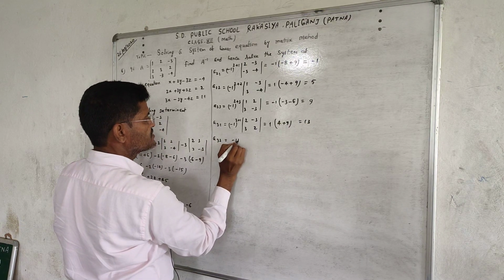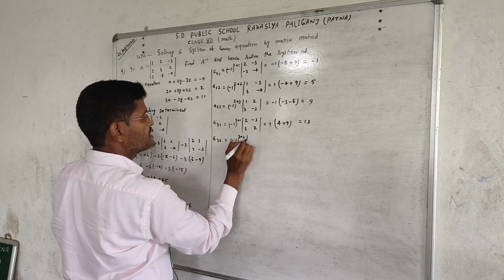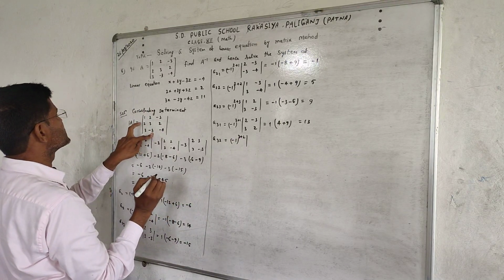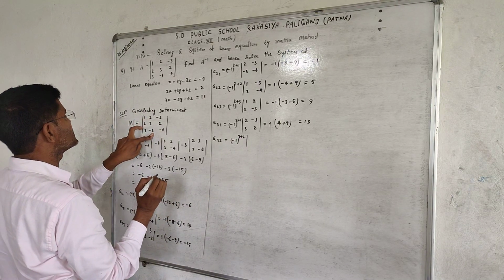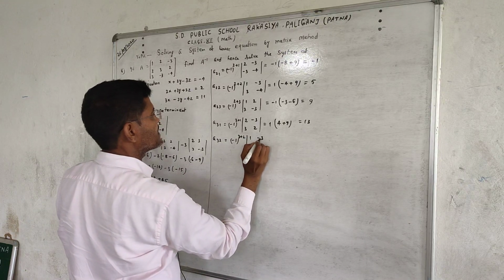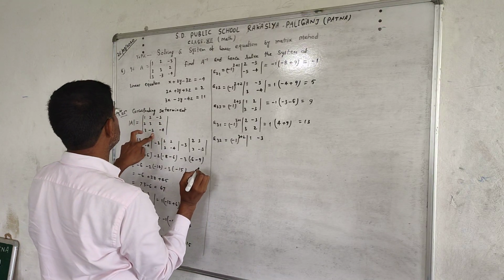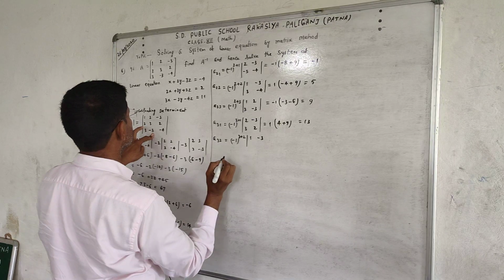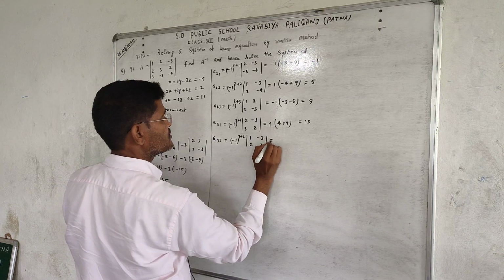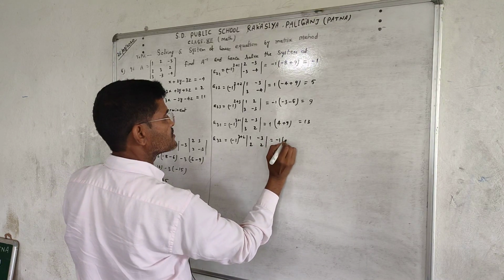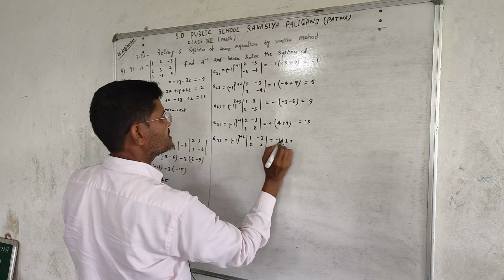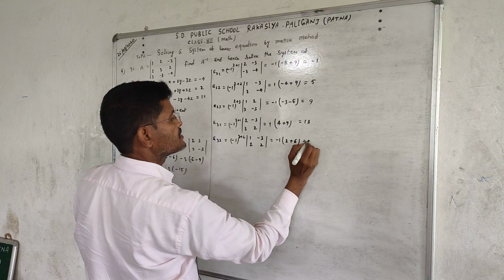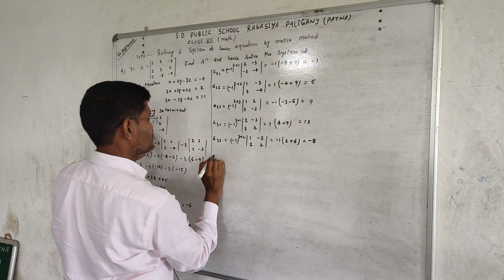A32 is equal to (-1) to the power 3+2, and its corresponding determinant is |1 -3; 2 2|, which is equal to -1 times (2 + 6), that means -8.